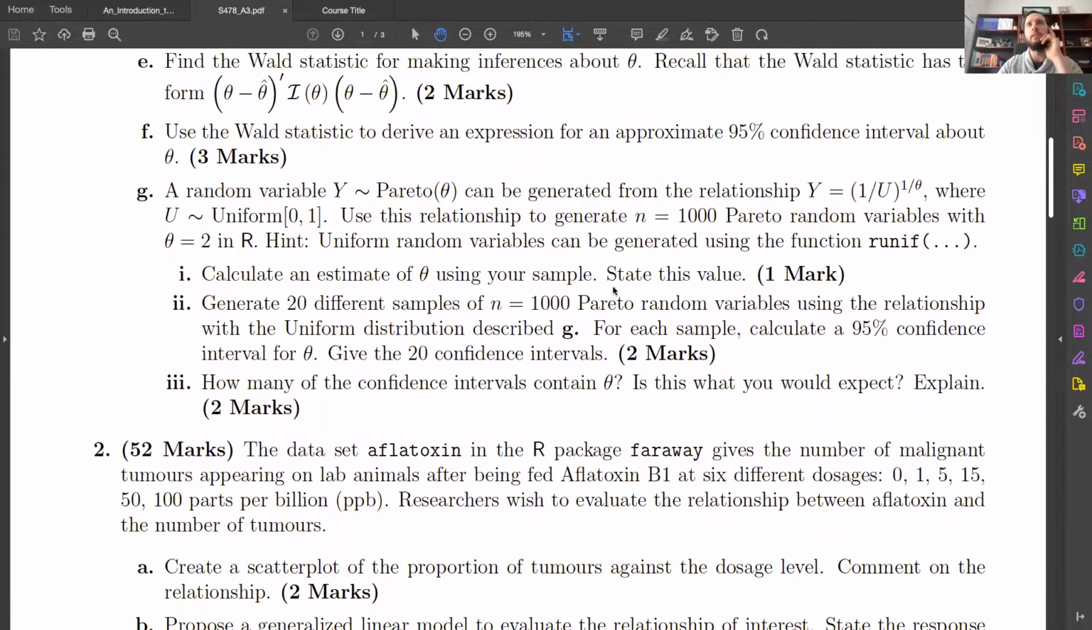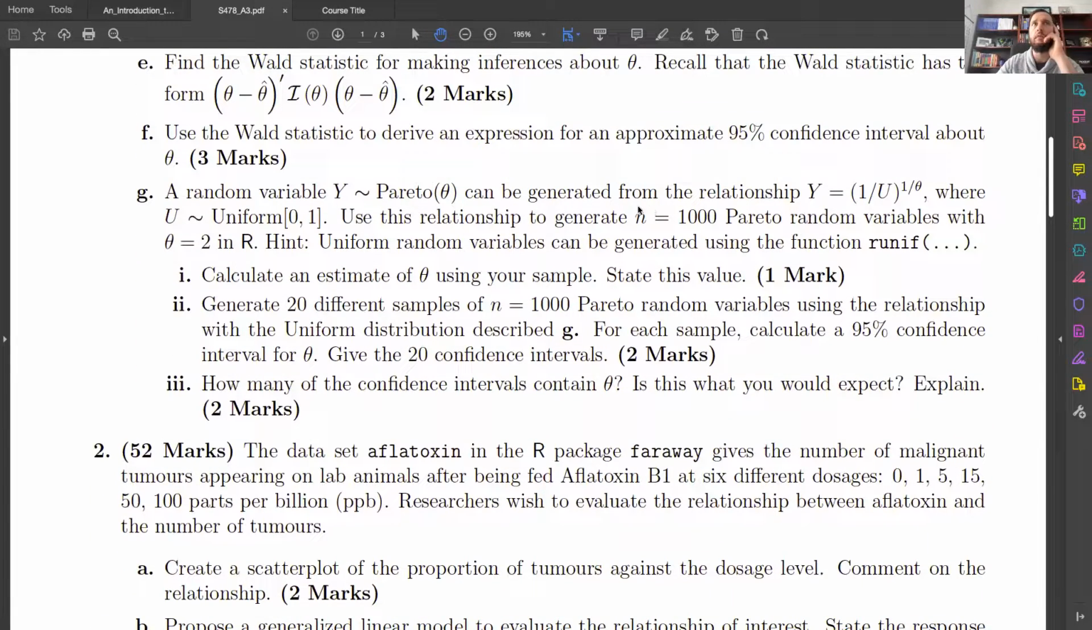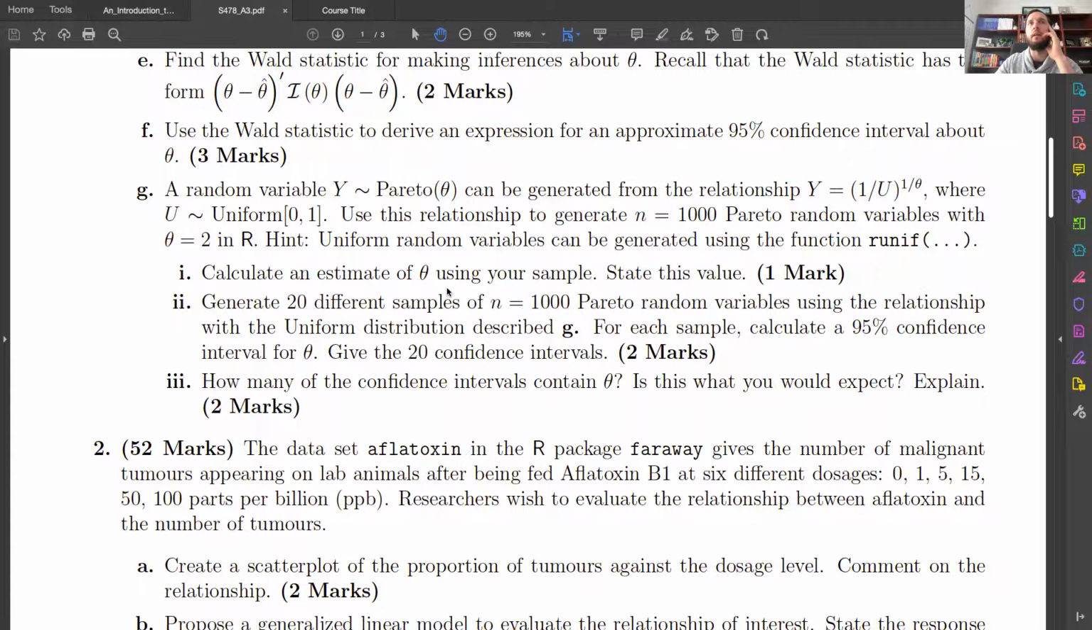And then part G is an R question. So you're going to be generating Pareto random variables using its relationship with the standard uniform. So to generate standard uniform random variables, you can just use the runif function. And then you're going to calculate an estimate of theta given that sample. You're going to repeat that process 20 times. So you're going to have 20 different samples of size 1,000. You're going to build an interval for each, and then you're going to comment on the bounds of each of those different intervals.